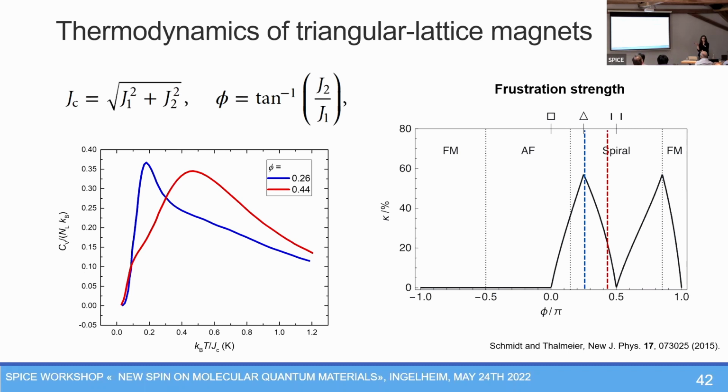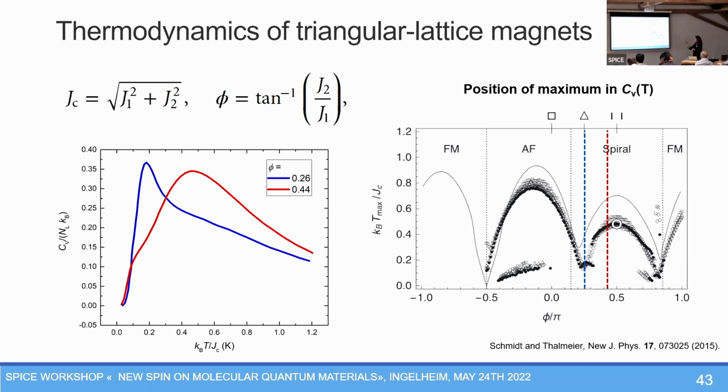This is what they calculated for this model via finite temperature Lanczos methods. And basically what they find is that depending on where I am in this phase diagram, so depending on phi, the specific heat maximum changes in position and also changes in sign and shape. This is important for how I want to put my results into context.